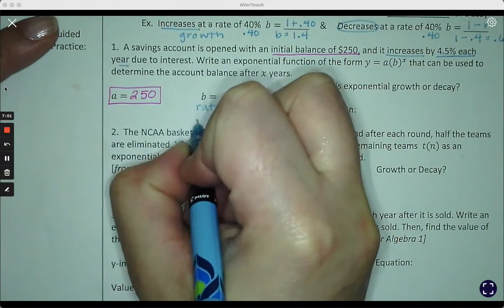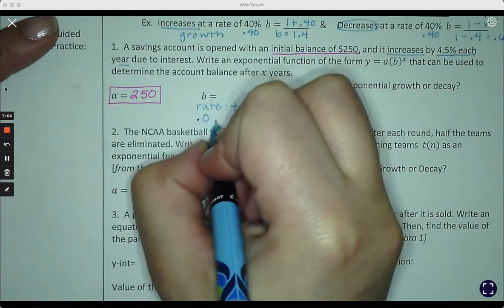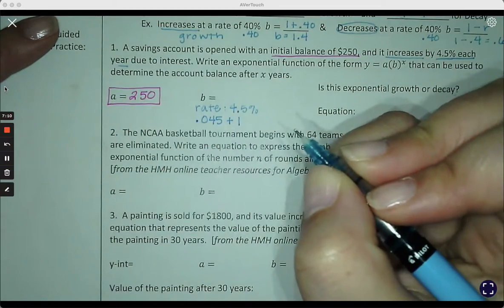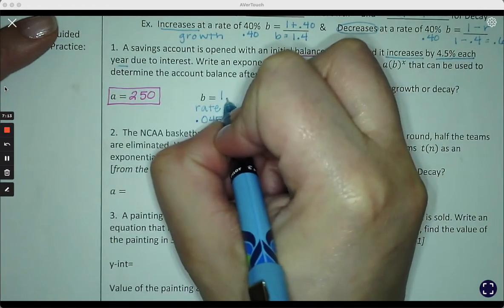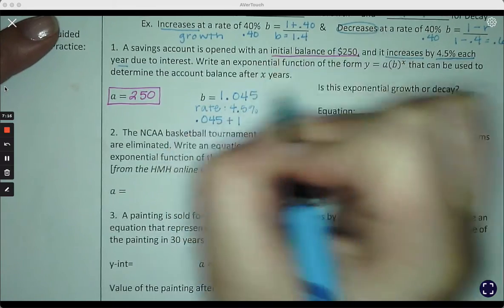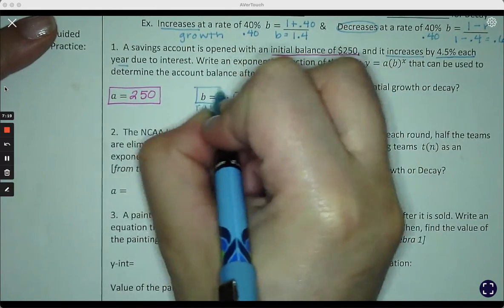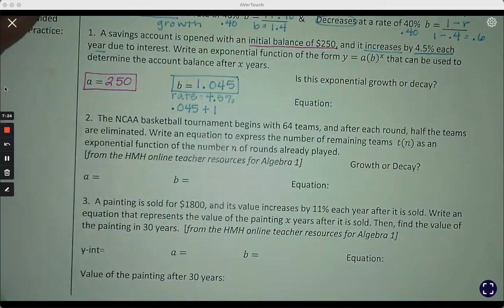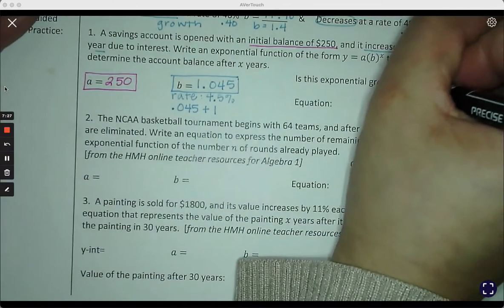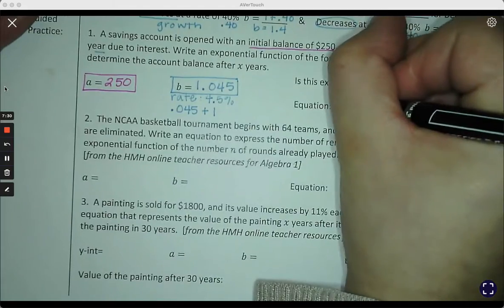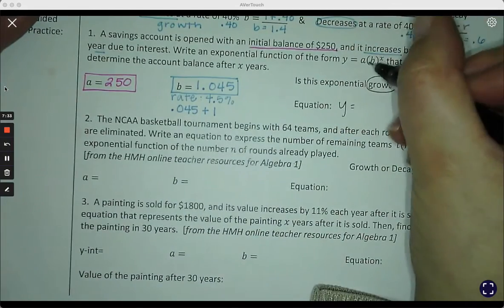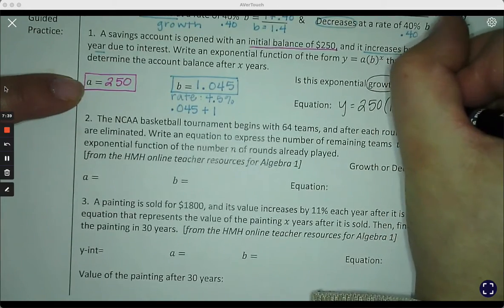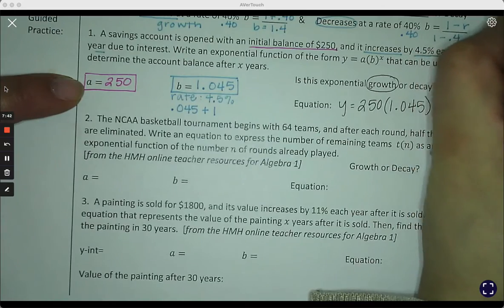So when we do, it becomes 0.045, and because it's a growth, we're going to add 1 to it. So B is actually equal to 1.045. Okay, so is this a growth or decay? Because B is greater than 1, it's a growth. So my equation is y equals A, which is 250, times B, 1.045 to the x power.